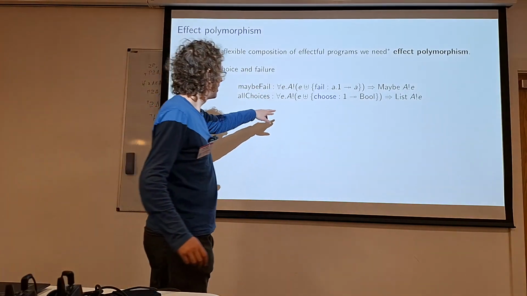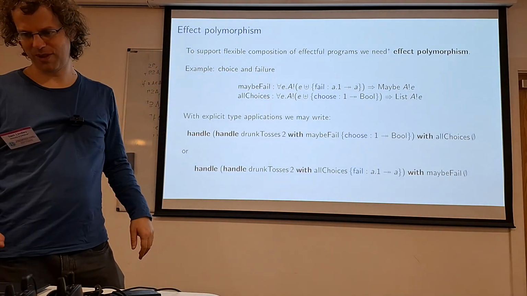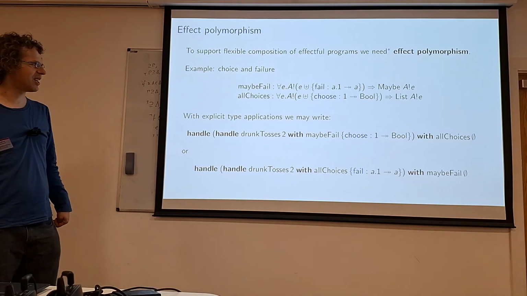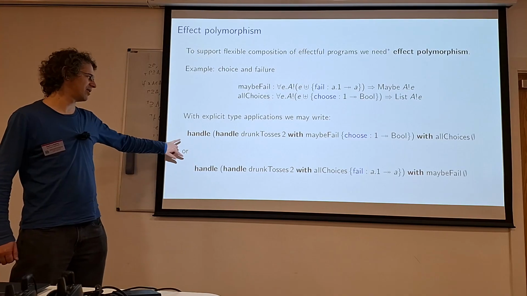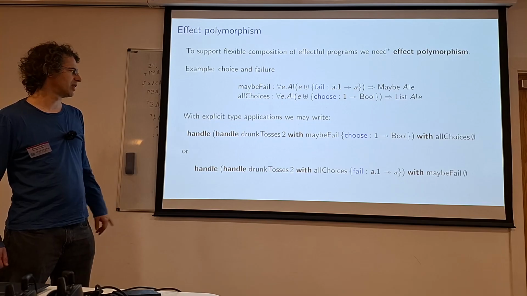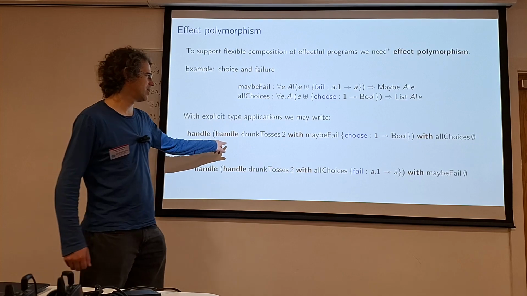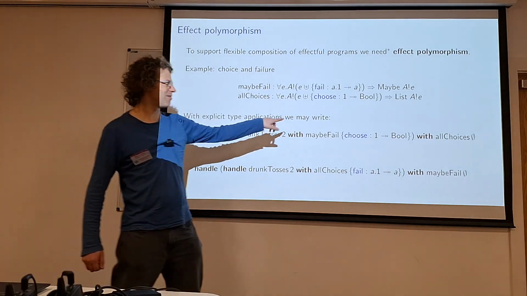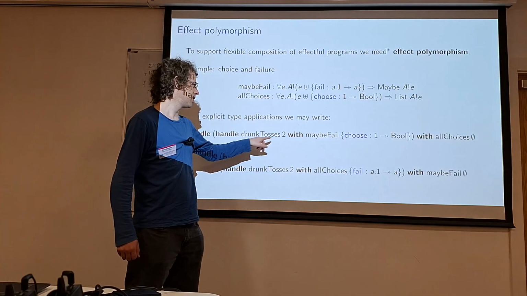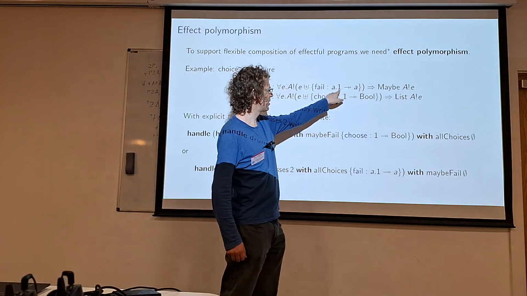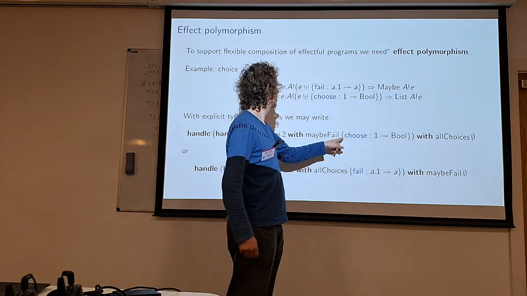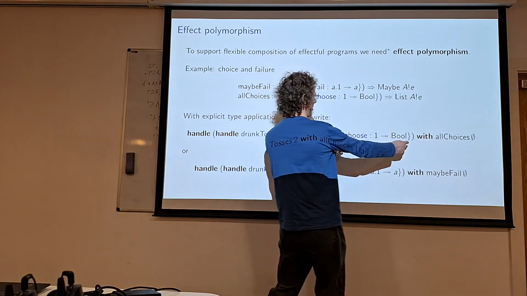So, why don't I just show you the example? Assuming we have a system that has explicit type applications, the two different ways I had of composing these handlers together I showed you. Drunk tosses was a computation that might fail and might perform choose. So maybe fail definitely is going to be handling a computation that does the fail effect, but we need to tell it that, well, also it can do the choose effect. So that's what this is instantiating E with this effect here.